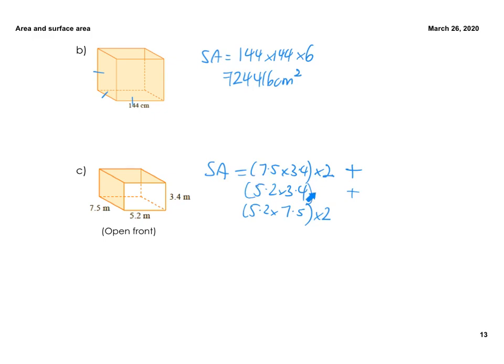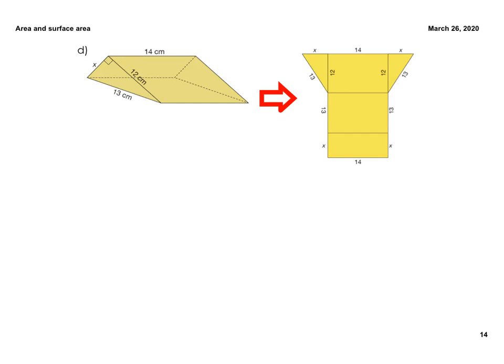Now just type these all up separately and add them up for your final answer. I'll just type them up myself, so 7.5 times 3.4 times 2. So this one here is 51. Second one, 17.68, 78. So grand total of 51 plus 17.68 plus 78, 146.68 square meters.